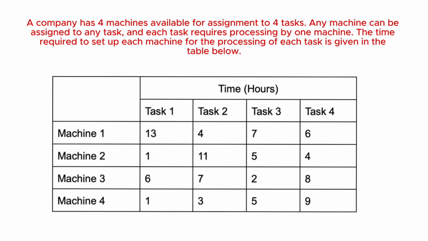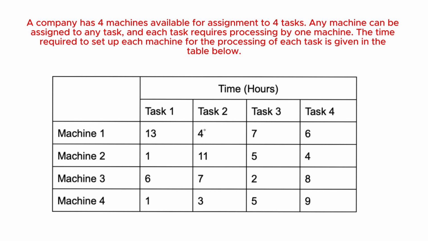So I will be solving this problem available on the internet done by the University of Texas at Dallas. The situation is that a company has 4 machines available for assignment to 4 tasks. Any machine can be assigned to any task, and each task requires processing by one machine. The time required to set up each machine for the processing of each task is given in the table below. We will be solving this minimization problem using the Hungarian method.